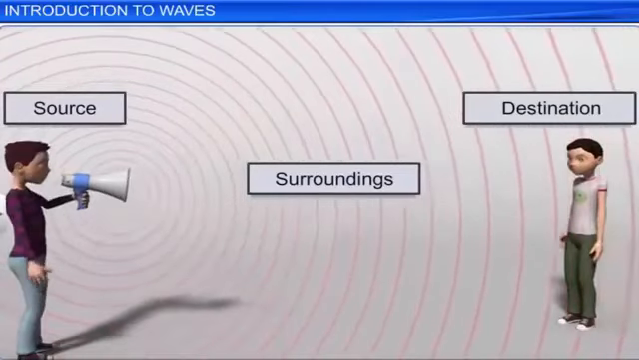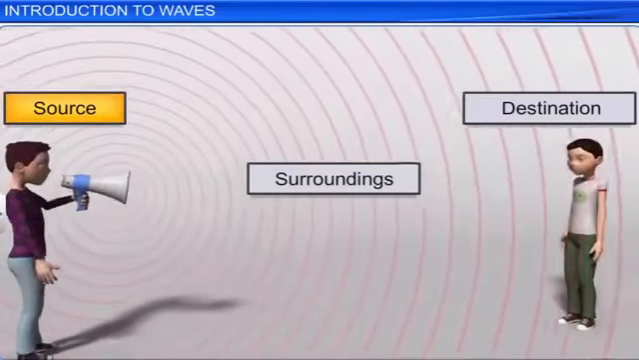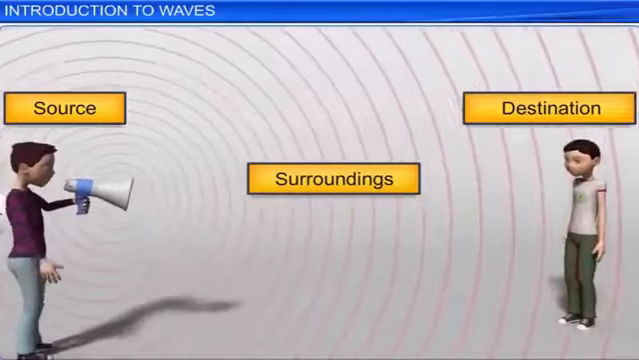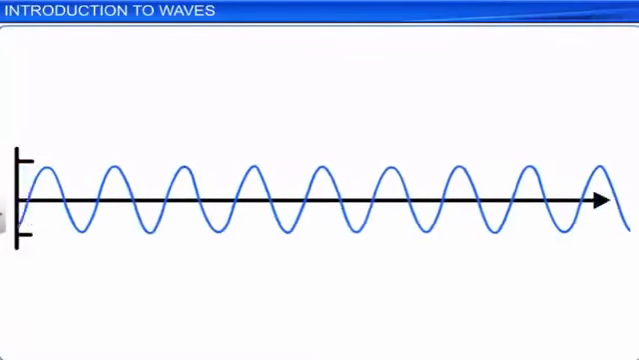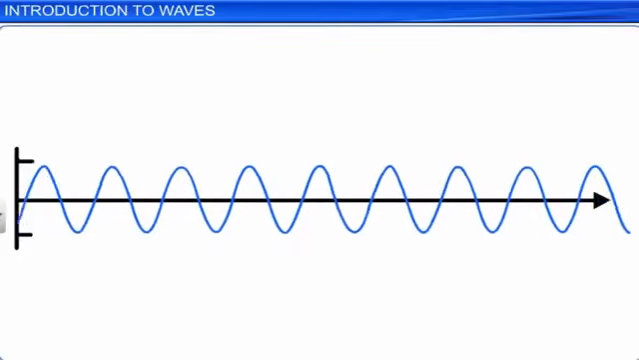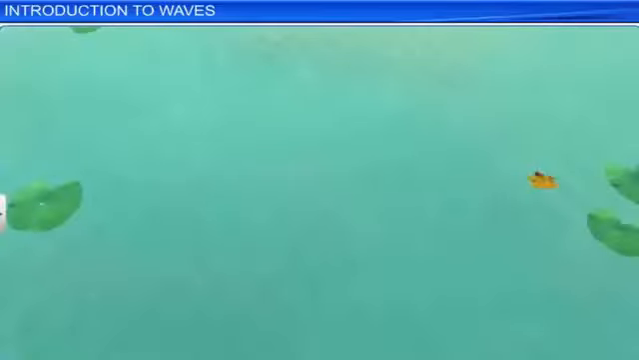Waves are a series of disturbances which propagate from a source to the surroundings or a destination. They carry along with them a certain amount of energy and information in the form of signals. Let us consider an example where a pebble is thrown into a pond of still water.